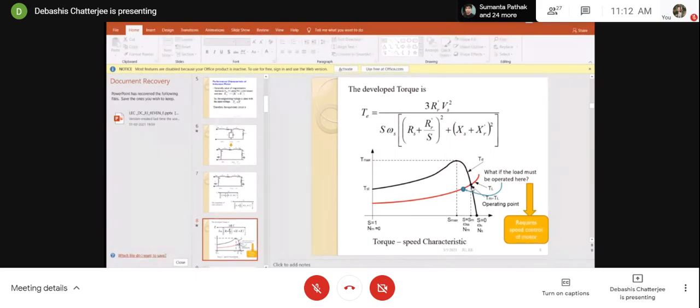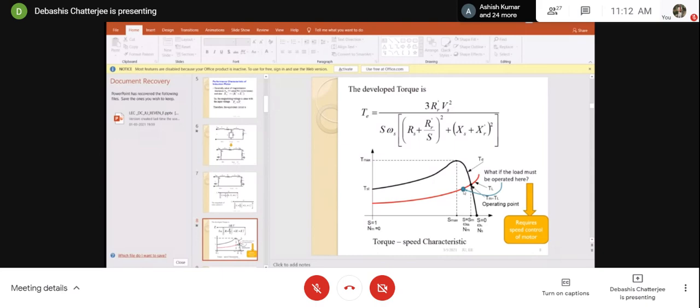Now supposing it is operating at this operating point, I want to shift the operating point to a new one, which has been shown in a little bluish circle. What if the load must be operated here? That means if we want to shift the operating point, I don't want this much torque, I want to operate at lower torque. Then these characteristics will not hold good.